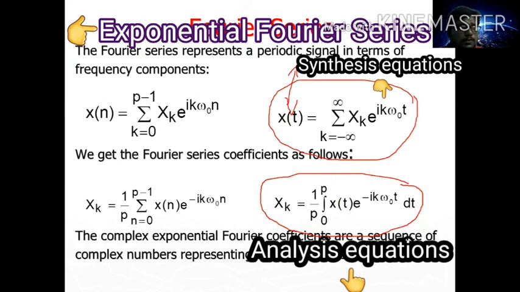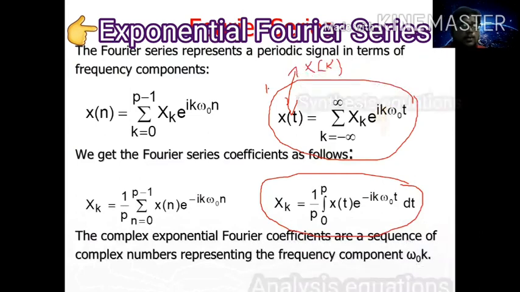This became x of k. Okay, so when you take the Fourier series of x of t, we can get x of k. So this represents the Fourier series pair. Okay, so these are the formulas. This one represents the synthesis equation. This one represents the analysis equation. Okay, so this entire structure we call the exponential Fourier series.